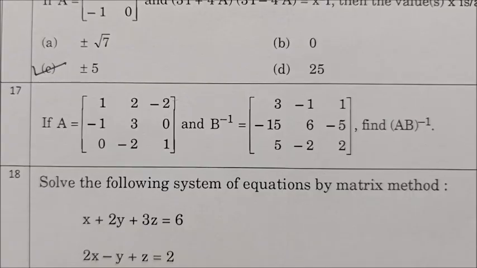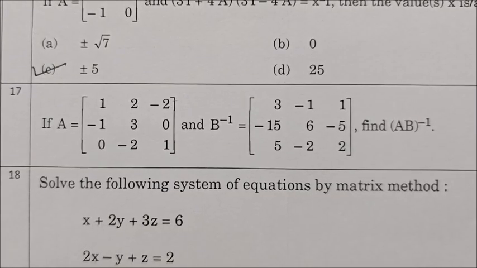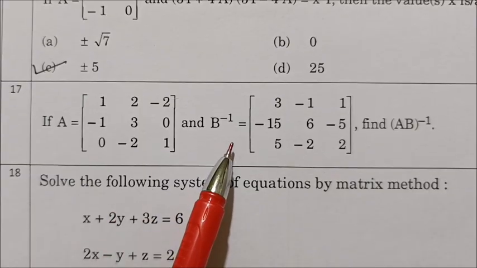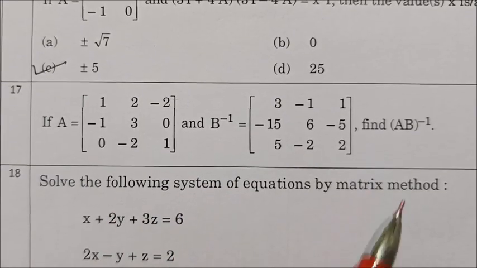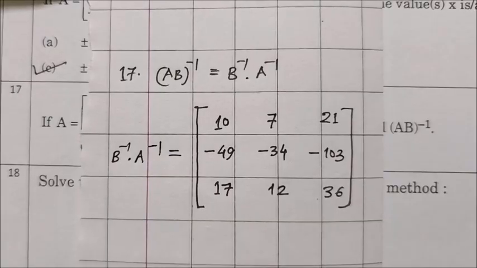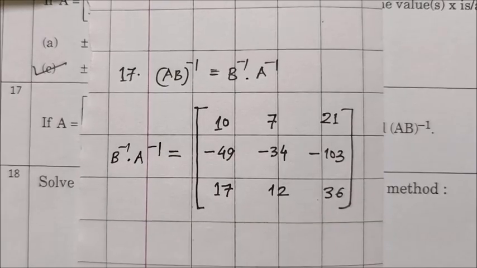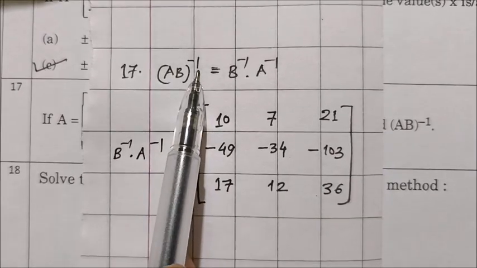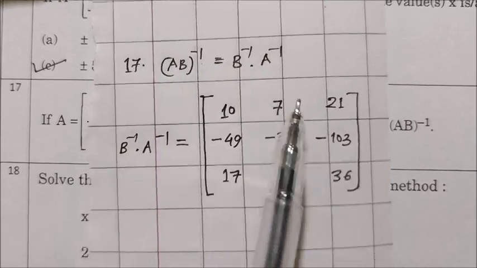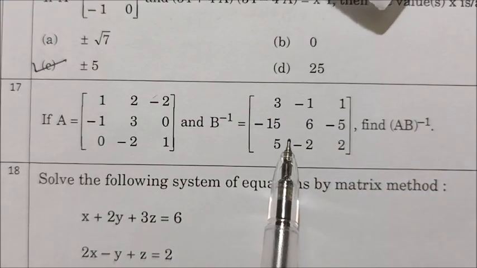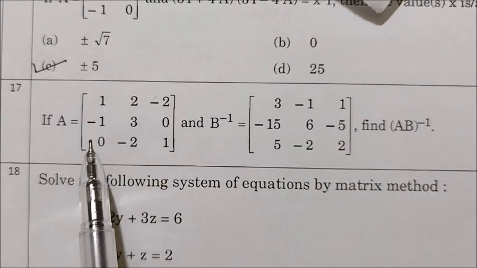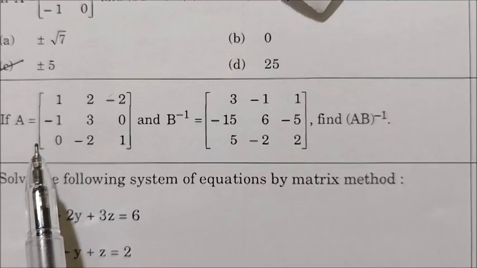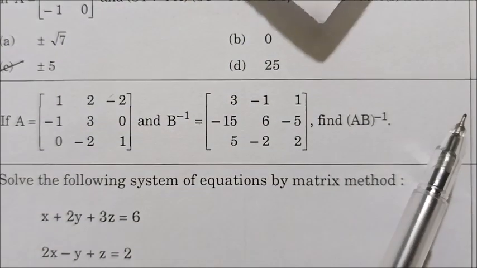Question number 17. In this question, what you see is that A and B inverse are given to us. We have to find (AB) whole inverse. To solve this question, we must know that (AB) whole inverse is equal to B inverse A inverse. Already in the question B inverse is given to us. We have to find A inverse because it is a 5 marks question. Let me tell you, this is a 5 marks question.